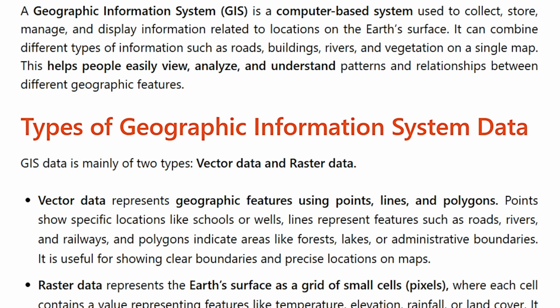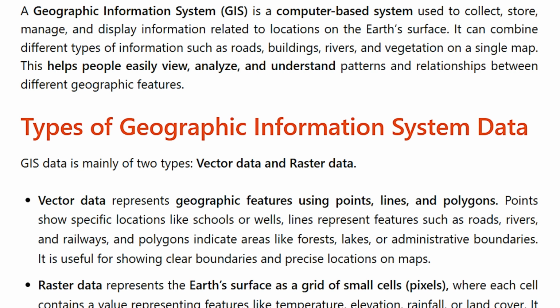A Geographic Information System, GIS, is a computer-based system used to collect, store, manage, and display information related to locations on the Earth's surface. It can combine different types of information such as roads, buildings, rivers, and vegetation on a single map. This helps people easily view, analyze, and understand patterns and relationships between different geographic features.